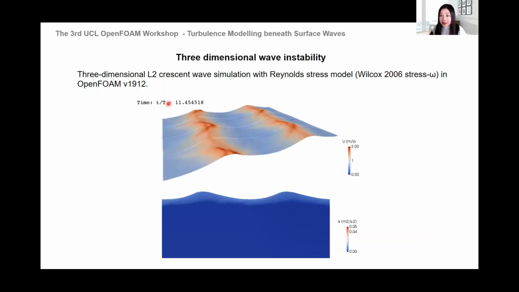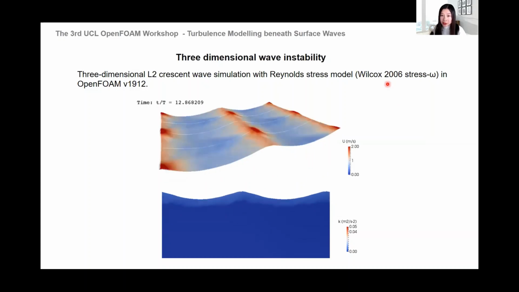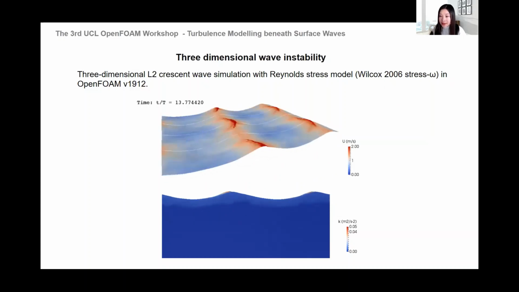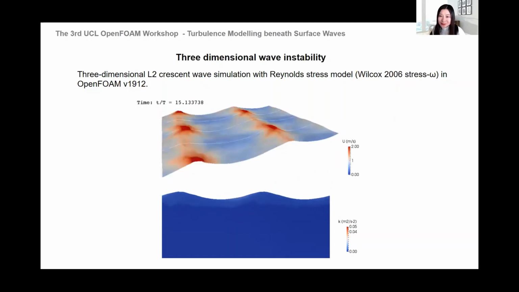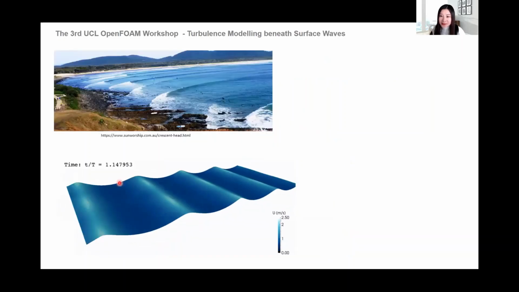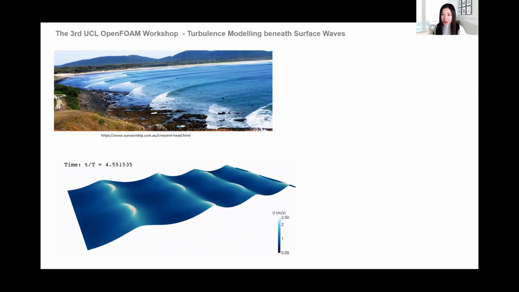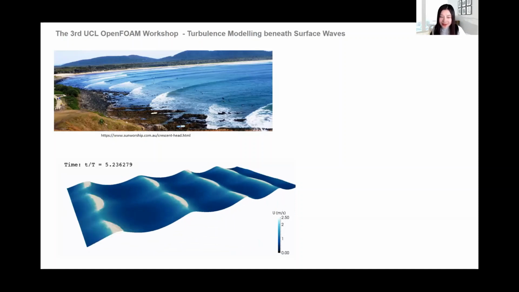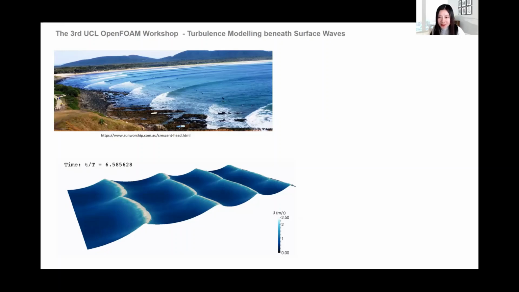This simulation is performed with the Anisotropic Wilcox 2006 stress omega model in OpenFOAM v1912. And I will release this model as open source at some point. Here's a photo of the crescent wave shape in the open sea. Our simulation with OpenFOAM can mimic the phenomenon very realistically. And we also validated our simulation against the experimental data, which compares very well. So here is another pretty promising application of the Reynolds stress turbulence models.